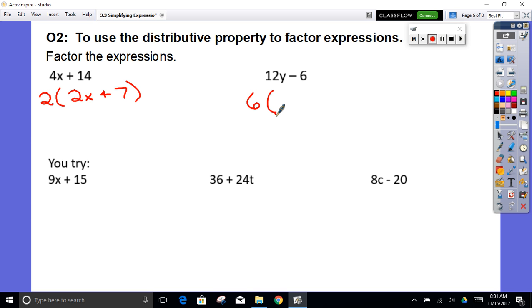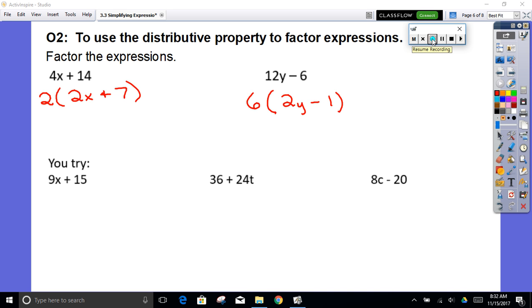Taryn, what would be left if we do 12y divided by 6? 2y. Minus 1. Good. So these are a little bit trickier. You have to think a little bit harder than the other ones since we're doing division instead of multiplication. I'm going to give you a minute to try these 3, and then we will talk about them.